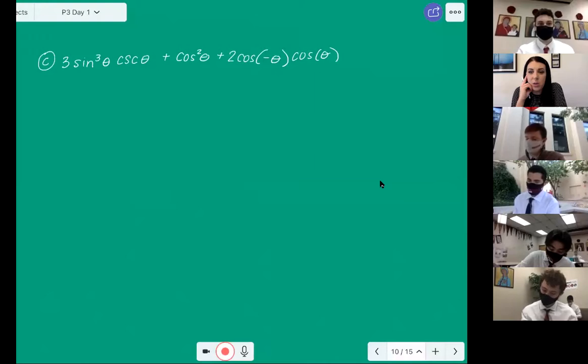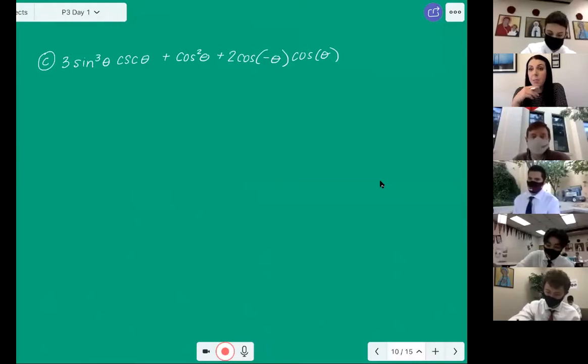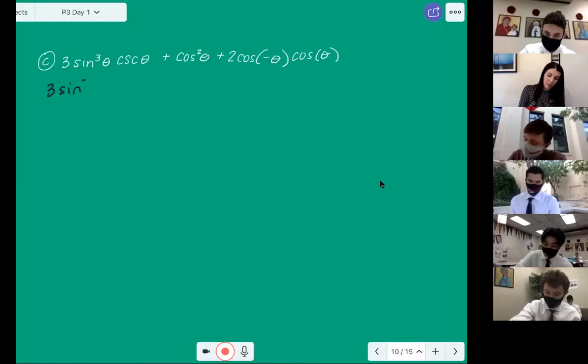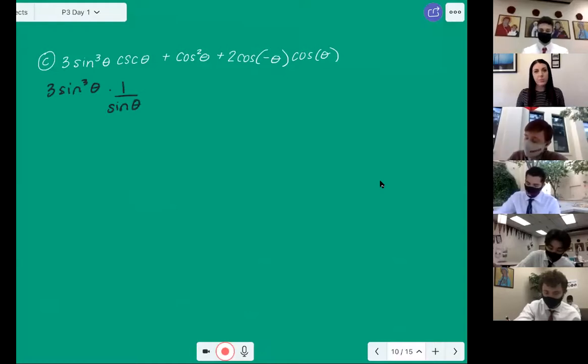Jorge, what can I do to start this one out? So what I would do, since cosecant is the inverse of sine, I just start off there. Reciprocal of sine, yes. Reciprocal. All good. I knew what you meant. Okay, so then what would you do with that? So I turned that into 1 over sine theta. Perfect. So we have 3 sine cubed times 1 over sine of theta. I love it. Okay, what else? Just leave the rest alone for now. Perfect.